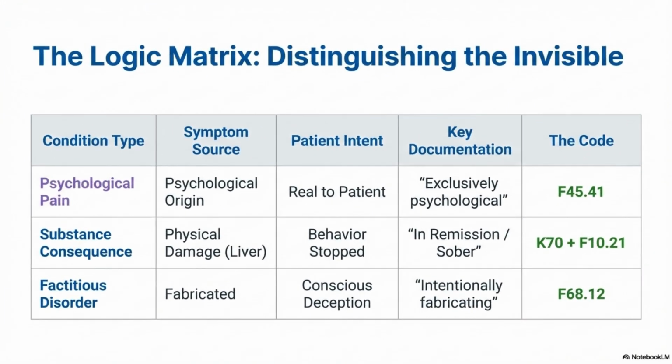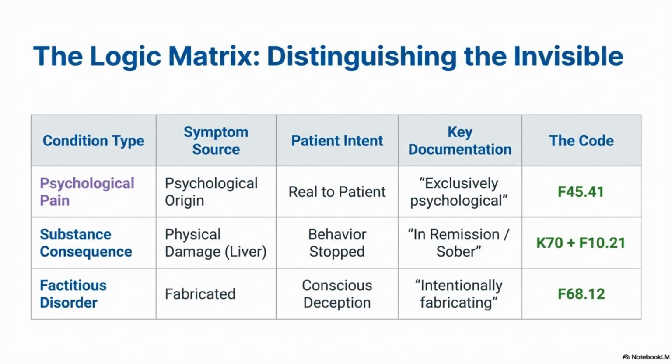Alright, so at this point we've walked through three very different scenarios: psychological pain, substance-related remission, and factitious disorder. And honestly, Chapter 5 becomes so much easier once you realize that almost every case falls into one of these three buckets. Think of it like a quick mental sorting tool.